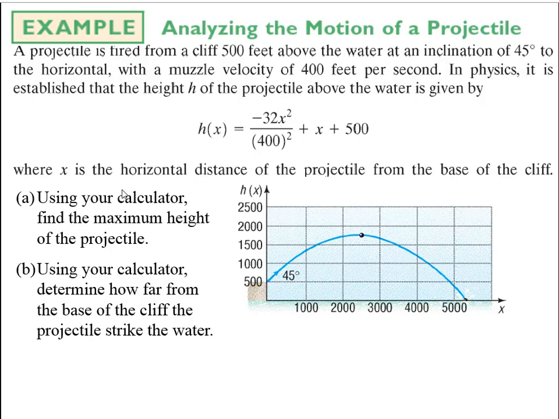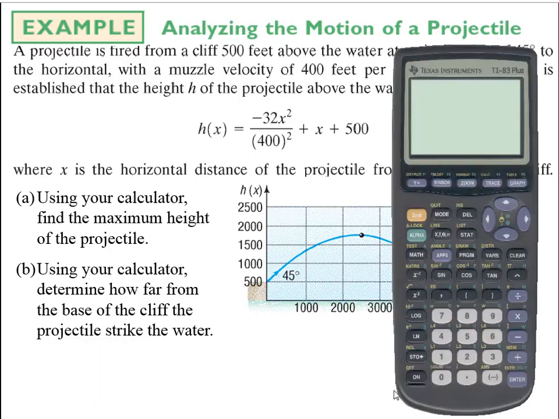All right, now letter A says, using your calculator, find the maximum height of the projectile. Before I do that, I just want to point out to you, we could find the maximum height with pencil and paper. We don't need technology for this problem. We know the b value is 1. We know the a value is negative 32 over 400 squared. So we could do the negative of b over 2 times a. We could find that value pretty easily. All right, let's go ahead and use the technology since that's what they asked for here.